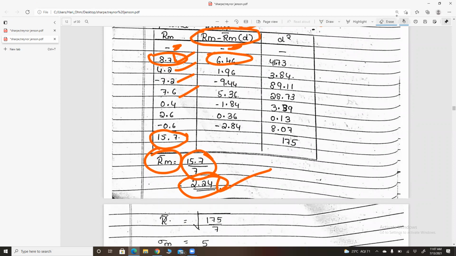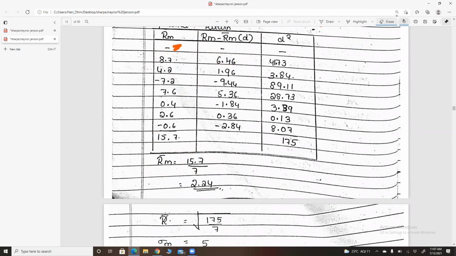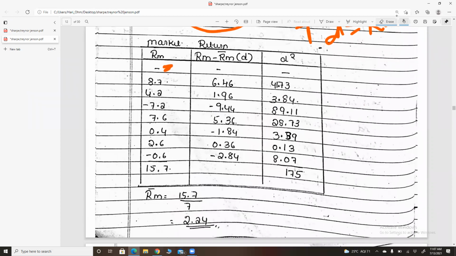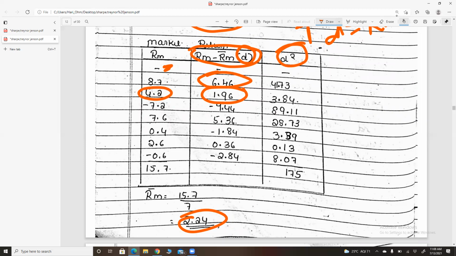Next is the second one, 4.2. 4.2 minus 2.24, that is nothing but 1.96. That is Rm minus R bar M. Okay, that is nothing but D. Next, D square you have to calculate. 6.46 into 6.46, that is 41.73.